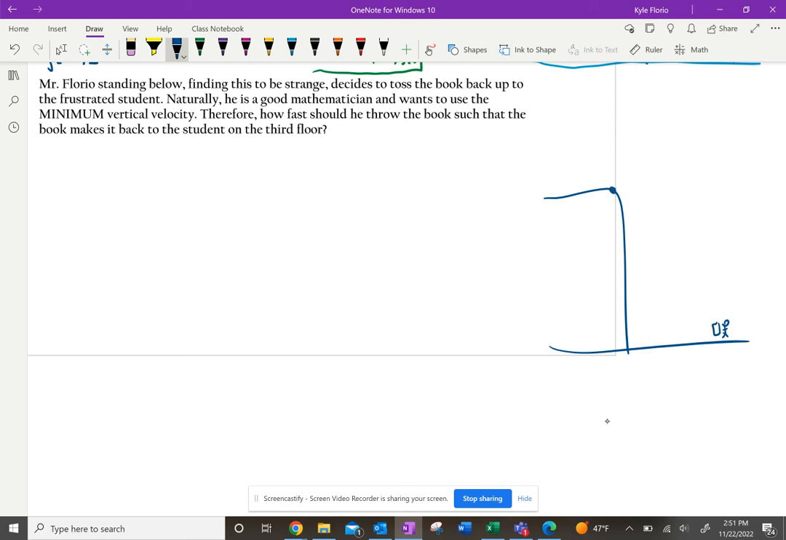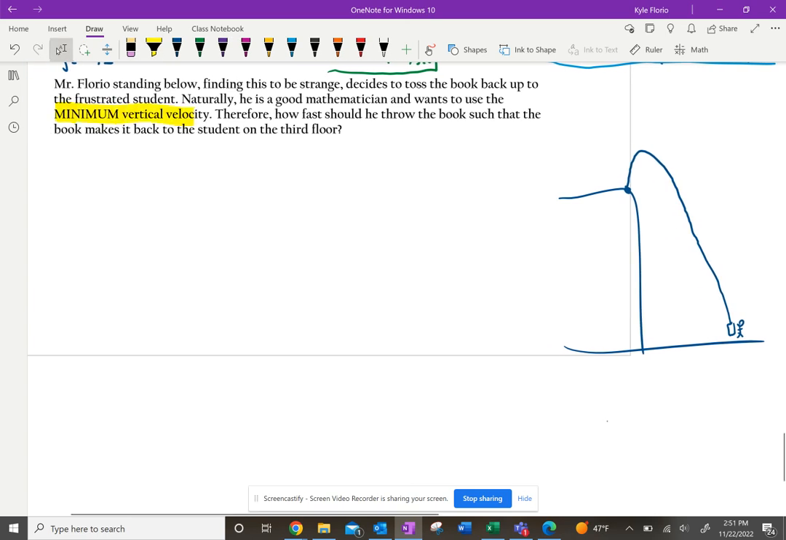I know the third floor is right up here, and I want to throw the book back to the third floor. Now, if I throw it over and have it come back down, it's too much velocity because I want to use the minimum. The mathematician wants to use the minimum vertical velocity. Let me highlight that. So what I want to have happen is I want to throw it in such a way where it peaks right there. If there was no building there and the person missed it, it would come back down. But I want the peak of my throw to be at the top of the building.